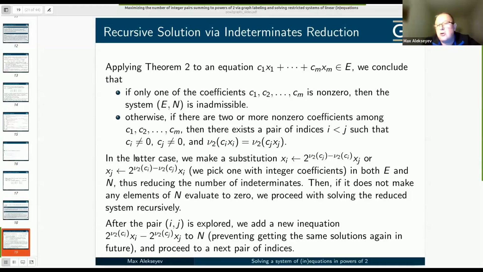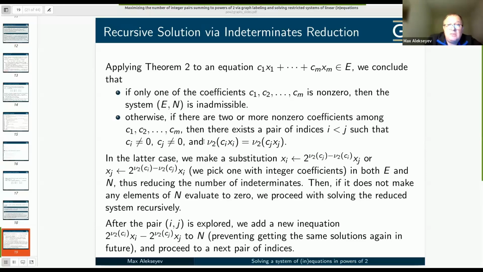Recall that x would be a power of 2, and if we have just a single x present in the equation with a non-zero coefficient, it means that no matter which power of 2 you take, it will always be non-zero. So we cannot nullify this polynomial. And therefore, if this is the case, we can immediately return the answer that there are no solutions. Otherwise, if we have 2 or more non-zero coefficients in such an equation, then by the theorem that we just proved, some pair of these terms corresponding to non-zero coefficients must have equal two-adic valuations.